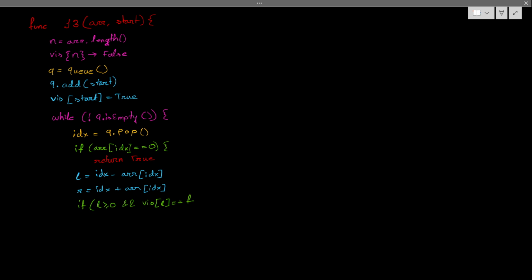If that is the case, then only I can go to the left index, isn't it? So when that is the case, then only I can write it, and I can say q dot add the left index. And as I am adding the left index, it is already visited, so visited of L equals to true.